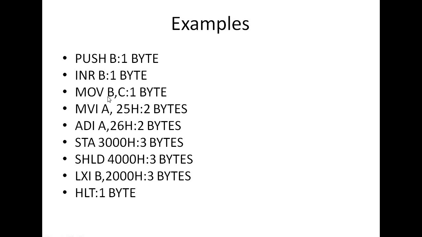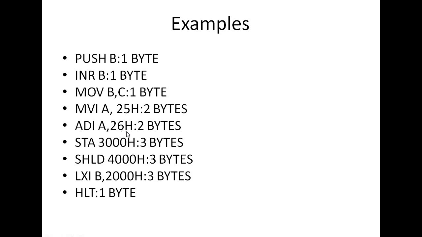Very clear. MOV B, C. Is there any number? No. Only the opcode for MOV B, C. So this is a 1 byte instruction. Now see here, MVI A, 25H. Here in MVI A, 25H is the data. For MVI A there is an opcode, 1 byte, and 25H is another 1 byte for the data. So how many bytes? 2 bytes, right?